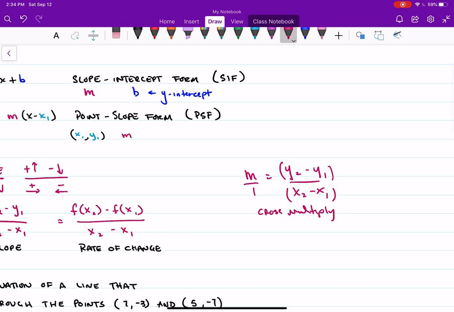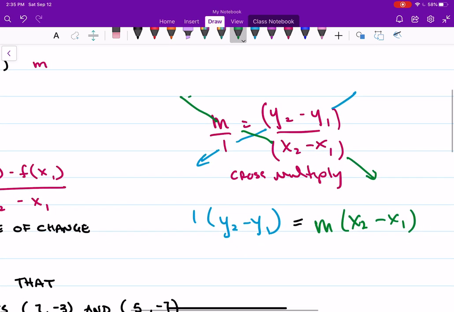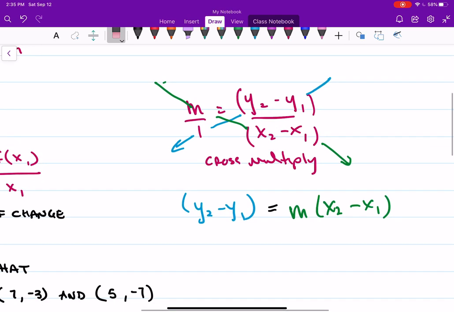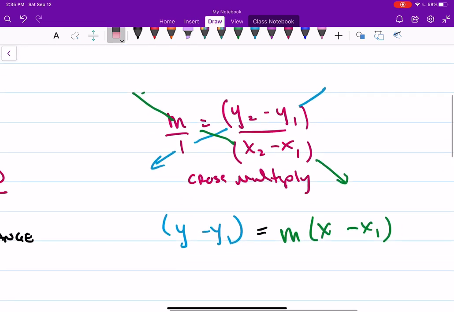Okay, if I cross multiply, what do I get? Well, let me do it this way. This times that would give me 1 times y2 minus y1, and that is going to equal this times this, so m times x2 minus x1. All right, so if you notice, if I distribute a 1 through, what's going to happen? Right, nothing. And then look at this. Boom, boom, and now there is my point slope form.